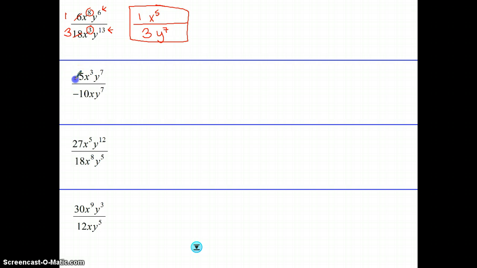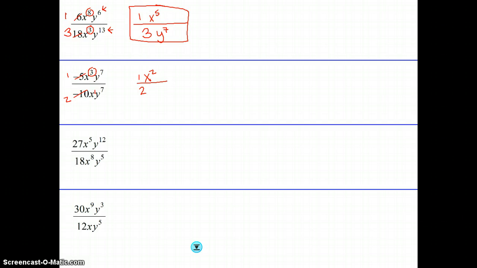Second, I'll reduce my negative 5 to a 1 and my negative 10 to a 2. So in the numerator I have a 1, denominator I have a 2. I have x to the 3rd on top and only x to the 1st on the bottom. Subtracting, 3 minus 1 is 2. Since there are more x's on the top, my x to the 2nd remains in the numerator.